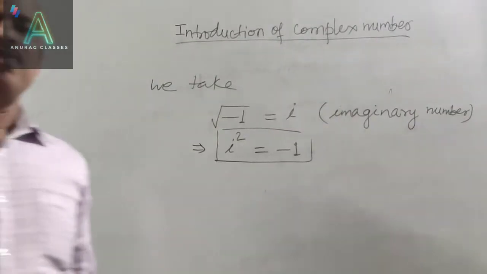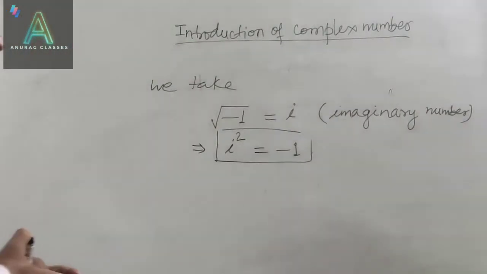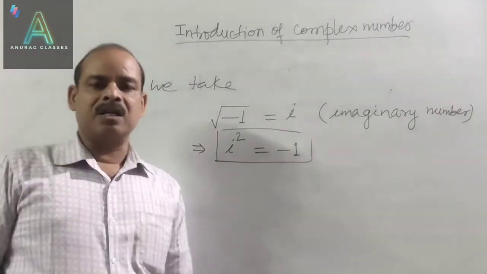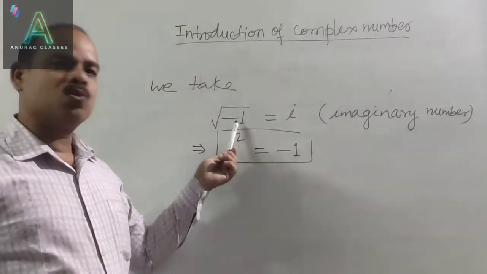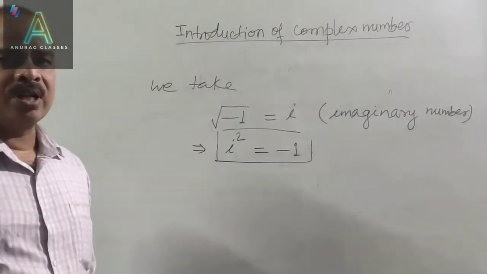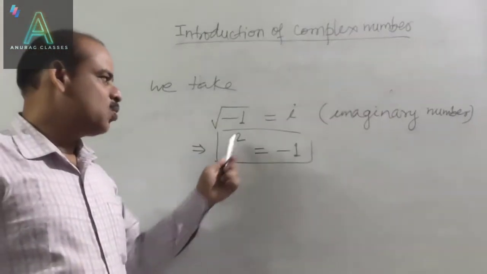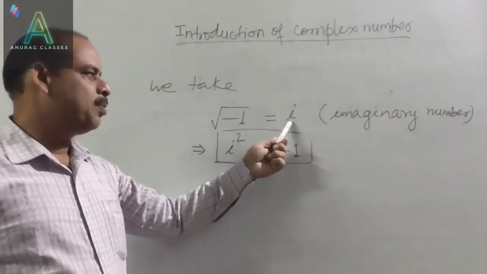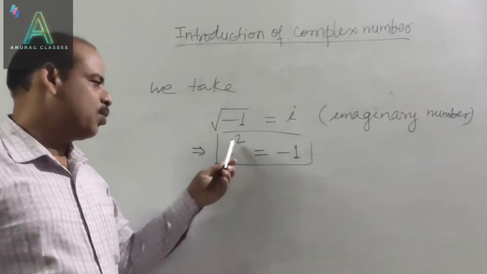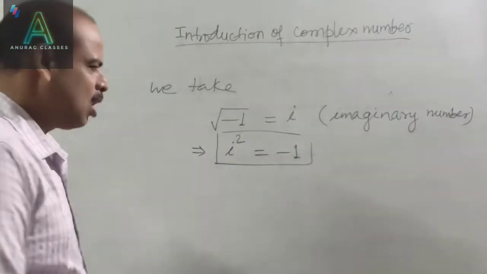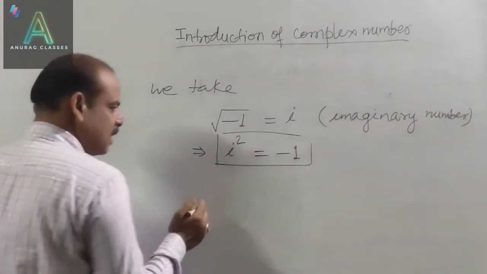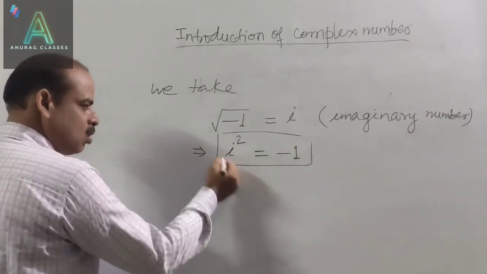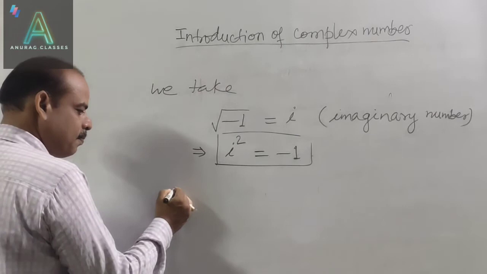So, dear students, we all know that the square of every real number is always positive. There is no real number whose square is negative. Therefore, under root minus 1 cannot be found in the set of real numbers. That is why we have taken an imaginary number iota, and suppose that iota square is equal to minus 1. I think you may have understood the concept of under root minus 1.